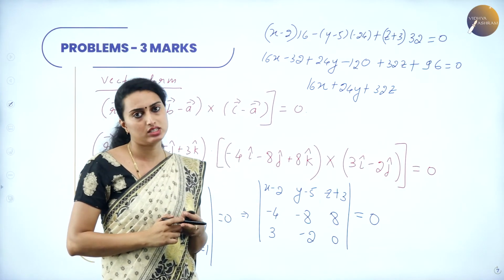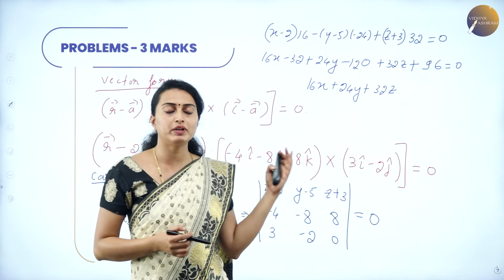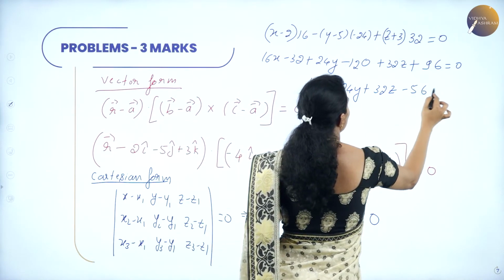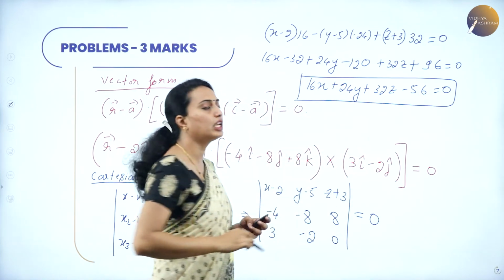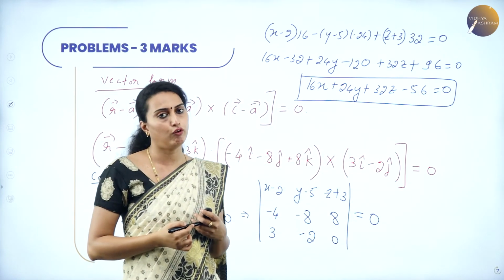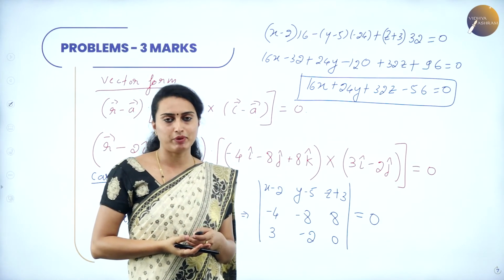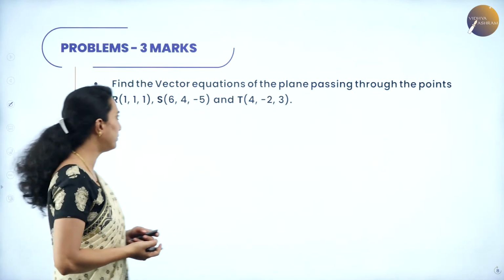152 plus 96, so minus 152 plus 96 is nothing but minus 56, equals to 0. This is going to be known as the equation in Cartesian form. That's it. Now you come to know how to expand this one. Now we'll be moving on to the next problem, dears.